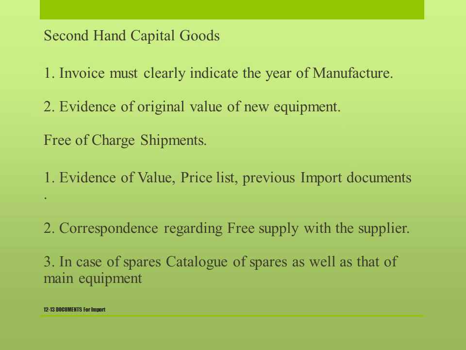Second-hand capital goods. Invoice must clearly indicate the year of manufacture, evidence of original value of new equipment, free charge shipment, evidence of value, price list, previous import documents, correspondence regarding free supply with the supplier. In case of spares, catalog of spares as well as that of main equipment.